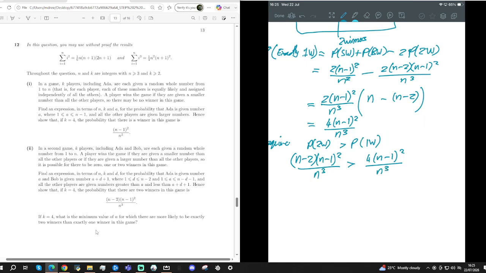This is just an inequality to solve. Particularly nice inequality because n is greater than or equal to 3, so nothing can be 0, and everything's going to therefore also be positive. So I can cancel a lot of stuff out. So the n minus 1 squareds can cancel, so n minus 2 needs to be greater than 4, and the n cubes on the denominator is also cancelled. So n is greater than 6, so the min value of n is 7. If n was to be equal to 6, then these two probabilities would be equal.